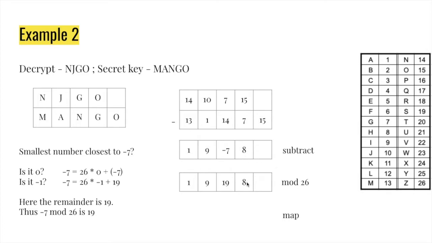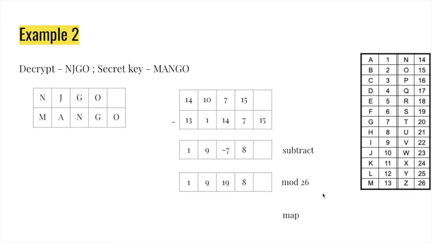Now mapping back the alphabets for these numerical values, from 1 we get A, from 9 we get I, from 19 we get S, and from 8 we get H. And this is our plain text which we initially encoded, which was Aish.